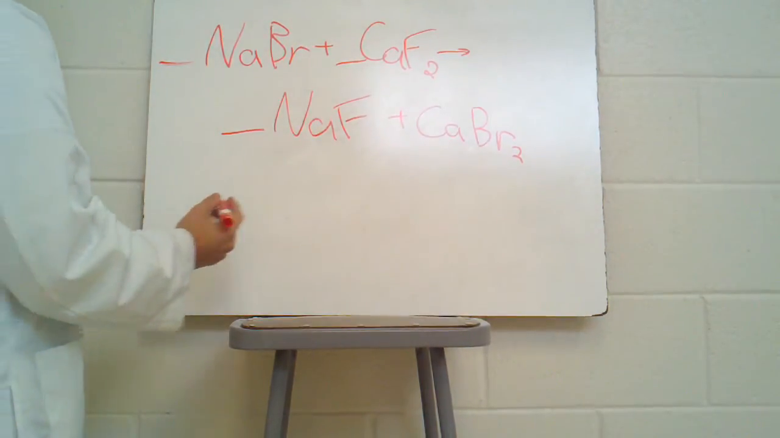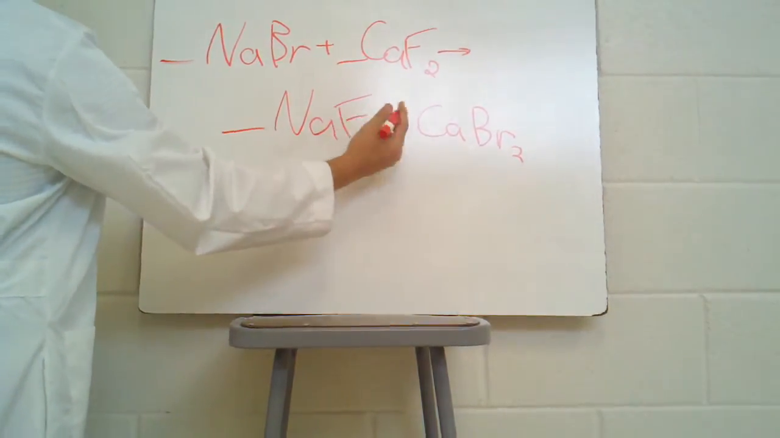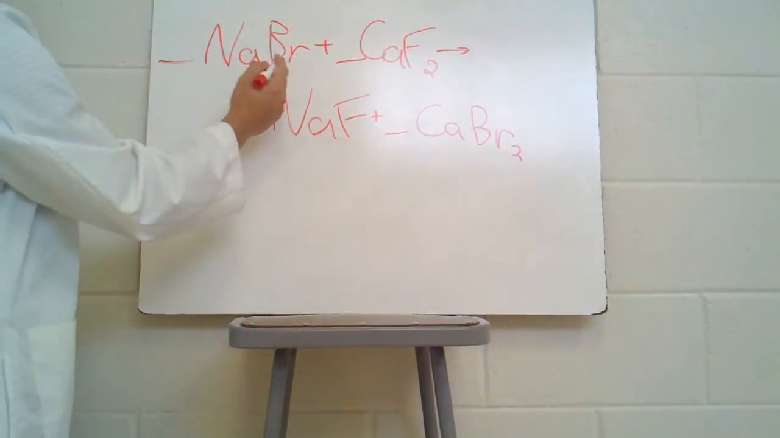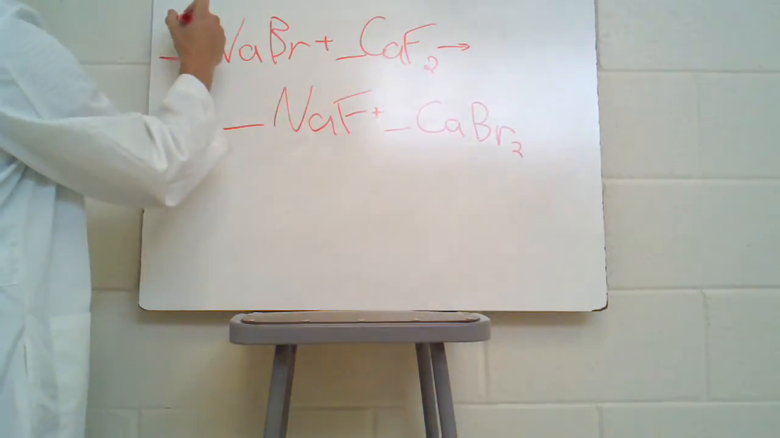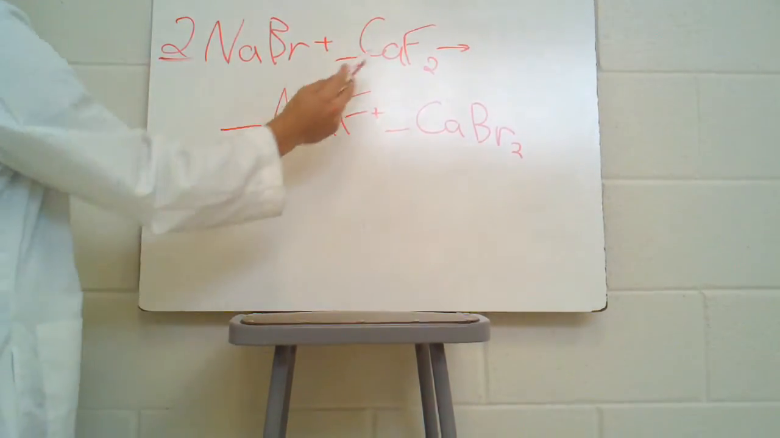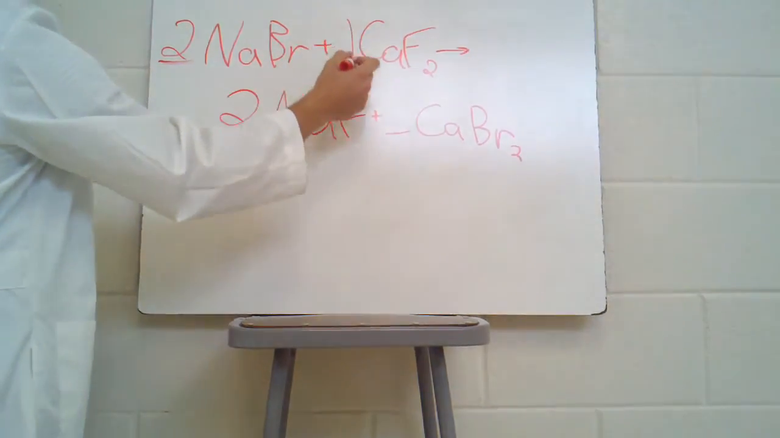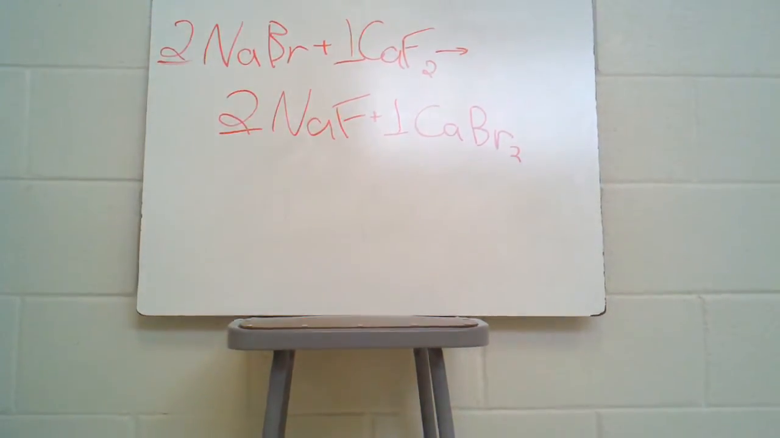Now, of course, we have to balance this just like any other equation. And we see that there are 1 here, 2 there. So we will multiply this by 2. 2 fluorides, 1 fluoride, multiply this by 2, 1 of each, and your equation is balanced.